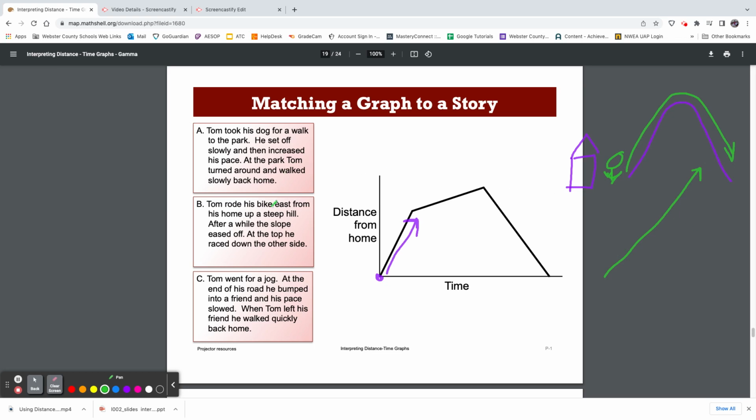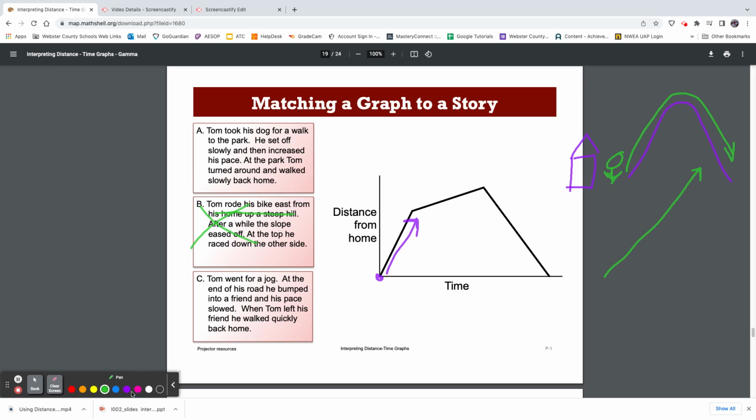So this one right here, when it says he rode his bike east up a steep hill, this isn't measuring a hill. And then the slope of the hill eased off, and then he raced on the other side. So this one right here kind of reminds me of this situation right there. It looks like he's always going away from his house, so the graph should have been continuously going up.